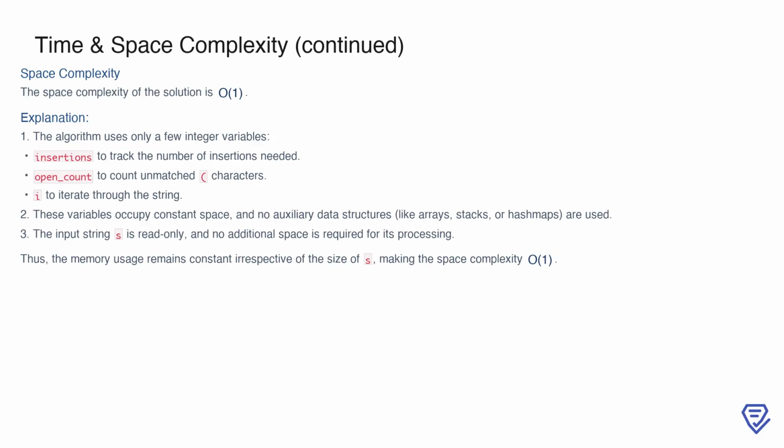needed, open_count to track unmatched opening parentheses, and I for iteration. These variables take up a fixed amount of memory and no additional data structures such as arrays, stacks, or hash maps are used. Furthermore, the input string is treated as read-only, so no extra space is allocated for processing it. Therefore, the memory usage remains constant, leading to a space complexity of O(1).